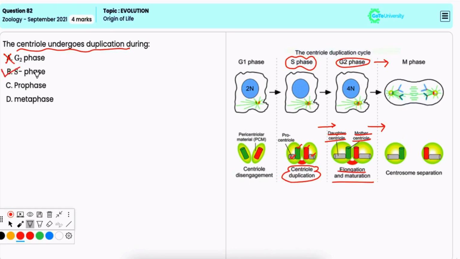Option C, prophase. It is incorrect. It is the first stage of mitosis where chromosomes condense and the spindle apparatus begins to form. Option D, metaphase. It is also incorrect. It is a stage of mitosis where chromosomes align at the equator, that is the cell's equator. And by this stage, centrioles have already been duplicated and the spindle fibers are fully formed and attached to the chromosomes.